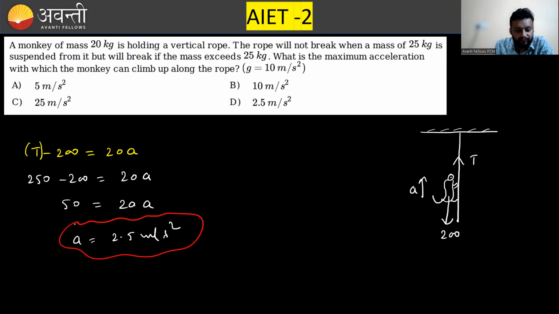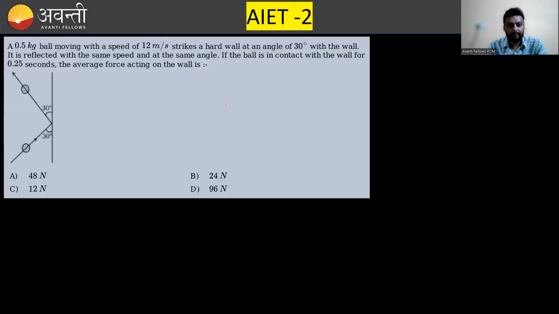Basically, this is very simple but widely asked question in the mains exam. So be familiar with these type of questions. I think everything is clear till now. Okay. So which is option number D? Moving further. Okay, this is again a very good question.